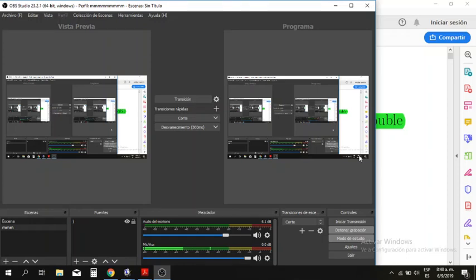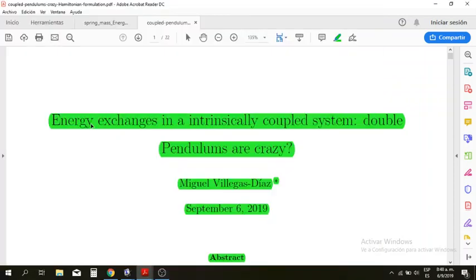Hi guys, today we are going to study energy exchanges in an intrinsically coupled system. Our coupled system will be a double pendulum connected by a spring. And my question is, are double pendulums crazy?